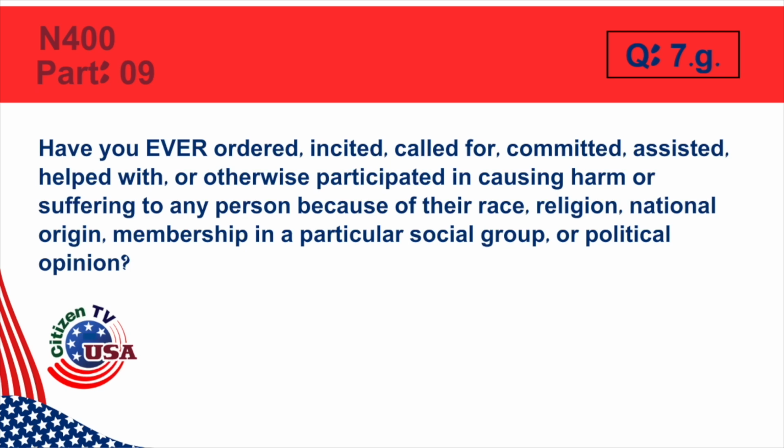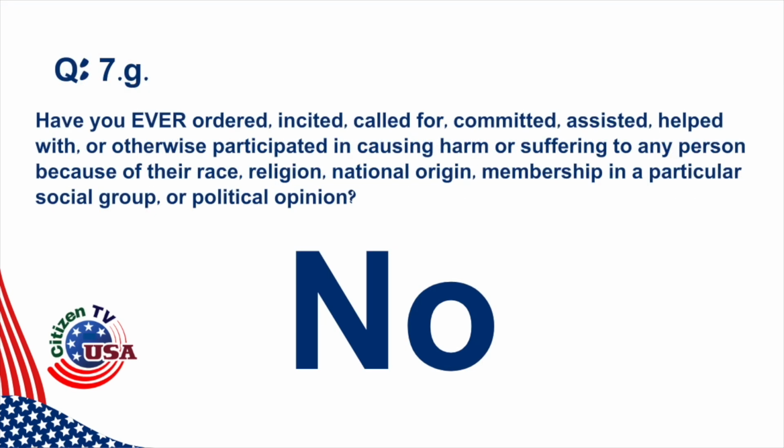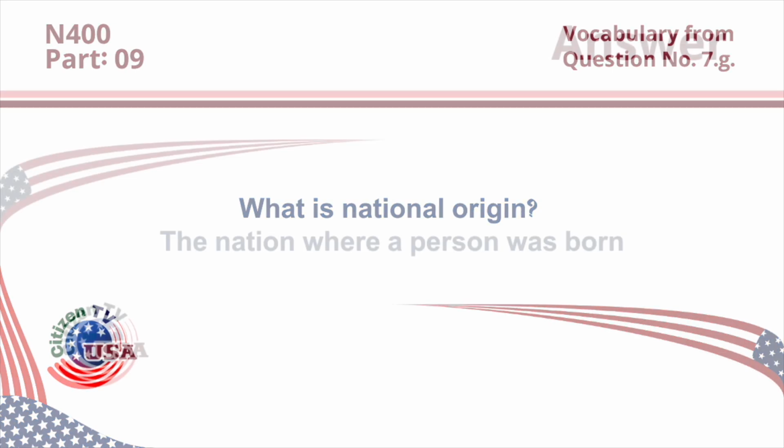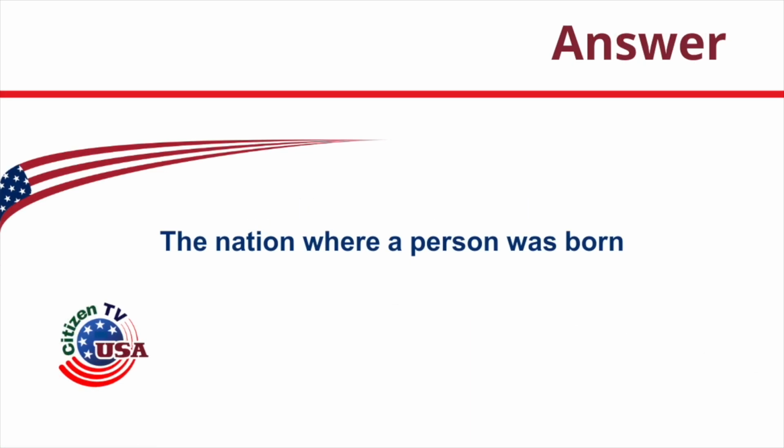Have you ever ordered, incited, called for, committed, assisted, helped with, or otherwise participated in causing harm or suffering to any person because of their race, religion, national origin, membership in a particular social group, or political opinion? No. What is national origin? The nation where a person was born.